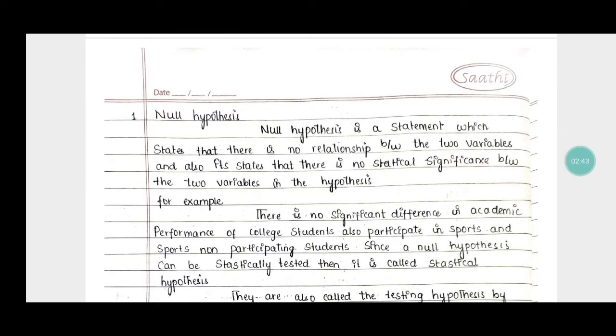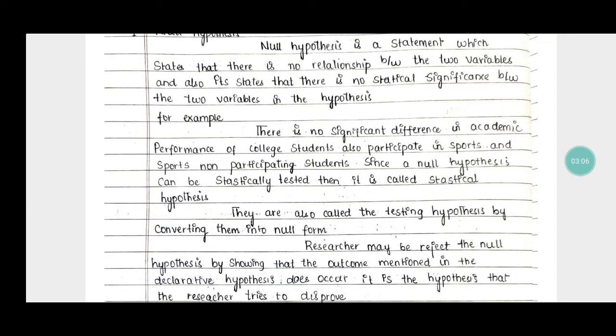So what is the null hypothesis? The null hypothesis is a statement which states that there is no relationship between two variables, and also it states that there is no statistical significance between the two variables in the hypothesis. So the example for the null hypothesis is: no significant difference in the academic performance. They are also known as testing the hypothesis by converting them into the null form.